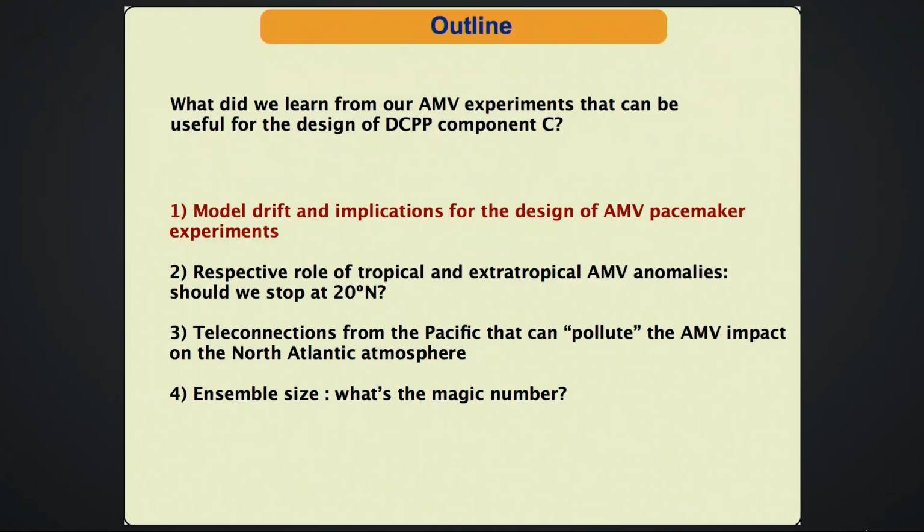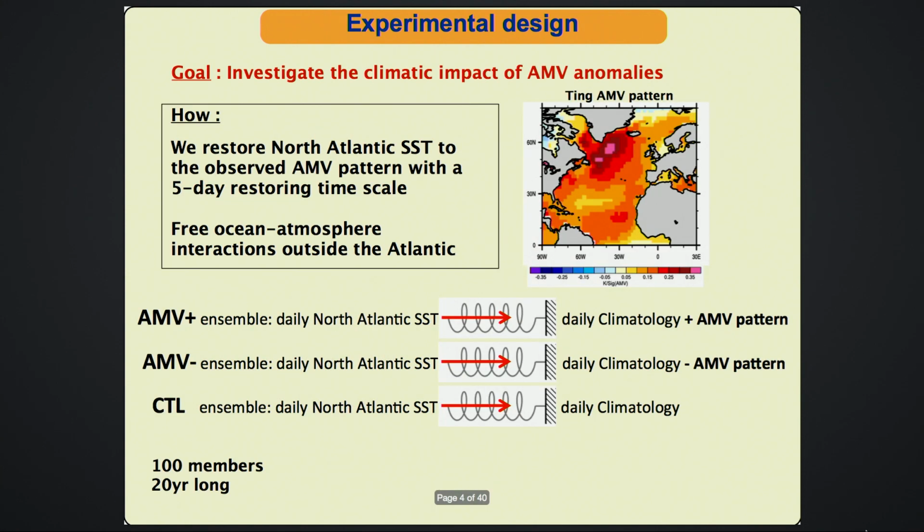I'll start with one, and I hope I'll have time to touch on all of these. One is the model drift that we find when we run this experiment. I won't spend much time on the protocol because Gökhan and Johan already talked about it. We're just restoring our model to this AMV pattern. And here I'm going to focus mainly on the difference between AMV plus and the control experiment.